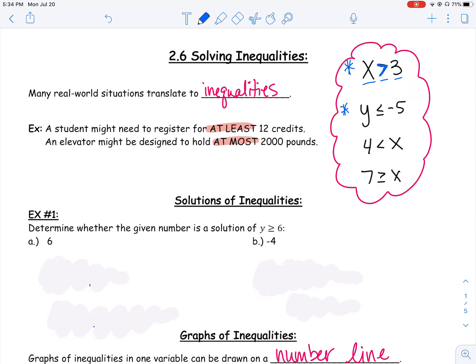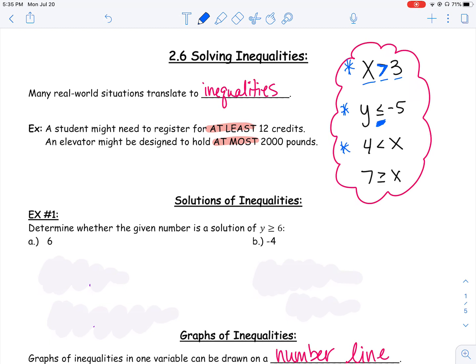Look at the next one. See if you can read that one properly. y is less than or equal to -5. So I might ask you, what can y be? Well, if y is less than or equal to -5, y can be -5 or -6 or -7 or anything that's less than -5.